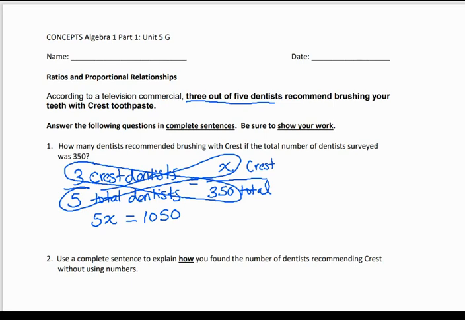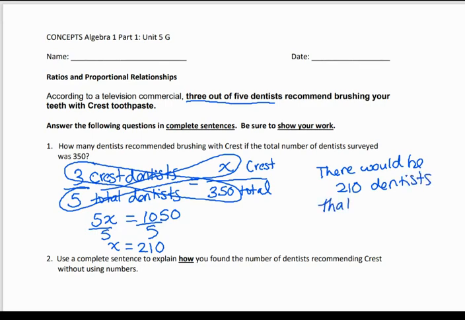All right, what comes next, folks? What do I do to get X alone? You have to divide. Good. Okay, so I divide through by 5. Gives me 210. So in a complete sentence, what does that mean? It's saying that there would be 210 dentists that recommend Crest.